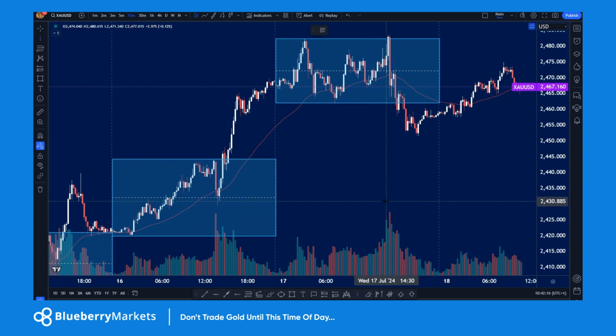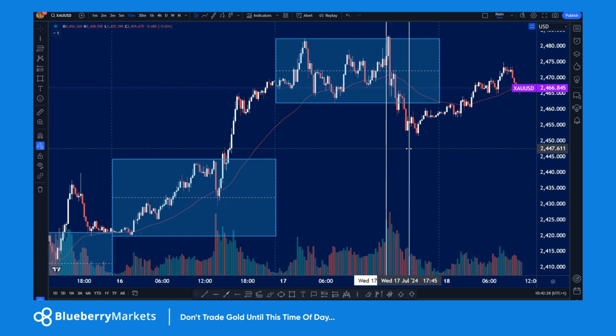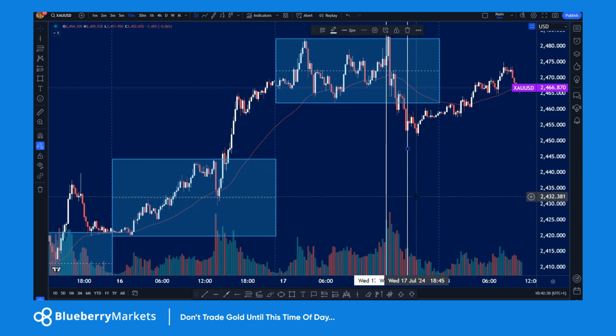So for me, that is 2:30 p.m. GMT till around about 4:30 GMT. That's when we get that sort of area of real aggressive volume coming into the market. We can scale that out a little bit more to around about 5:30 p.m. GMT as well. That's where it really comes into it.